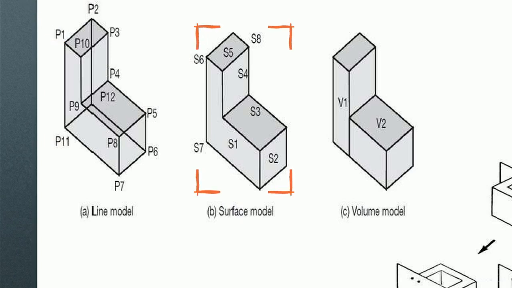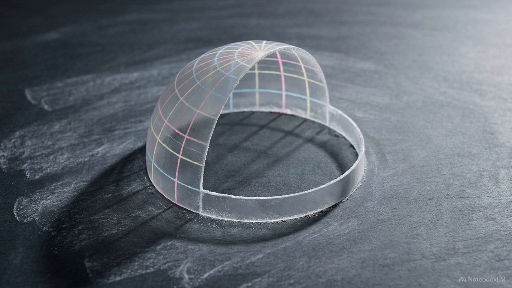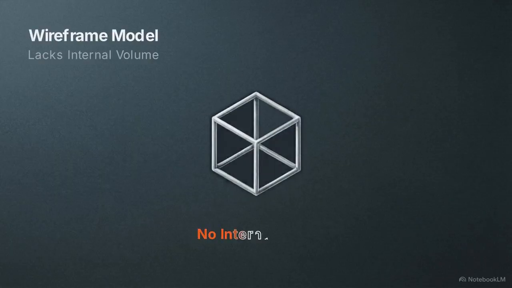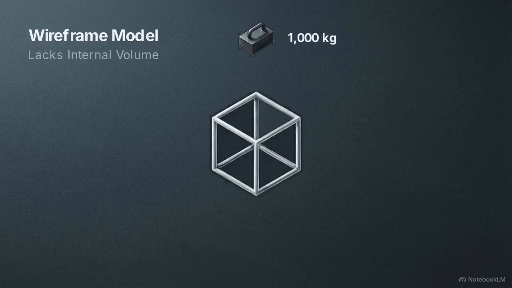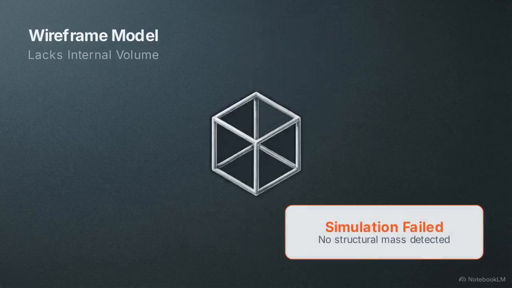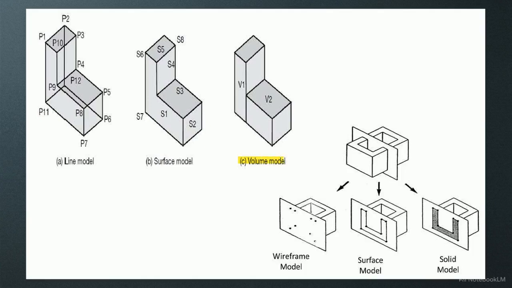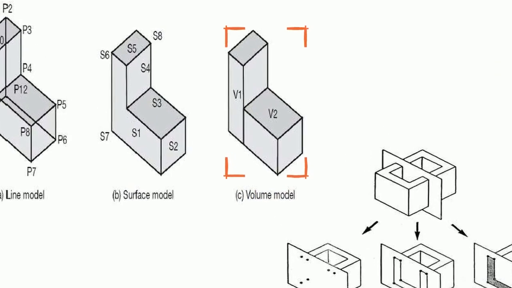Next is the surface model. The computer stretches a digital fabric over the wireframe, giving the object an outer boundary. It looks solid on the screen, but it is actually hollow, like an eggshell. Because it lacks internal mass, engineers still cannot test how much the object weighs or how strong it is. Here we see the final stage, the solid model or volume model. This version finally fills the inside of the shape, giving the digital object real mass and flesh.